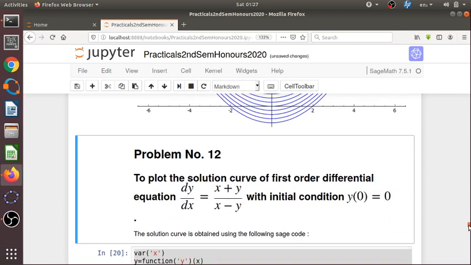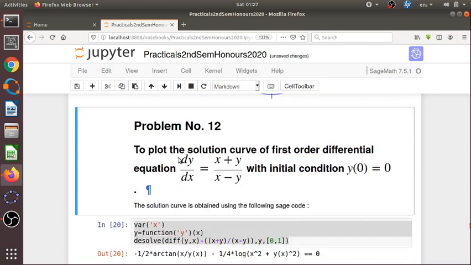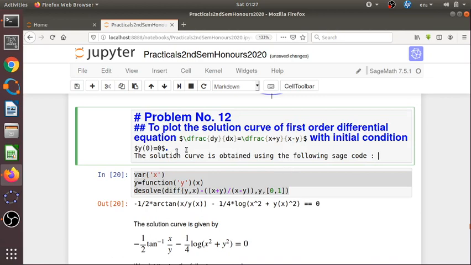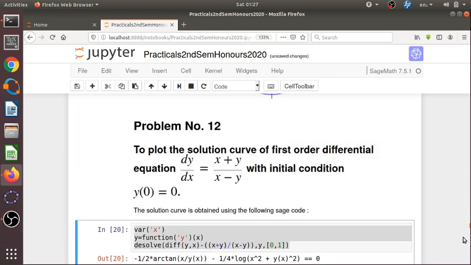Then another problem: to plot the solution curve of the first order differential equation dy/dx equal to (x plus y) by (x minus y) with initial condition y(0) equal to 0. How have I written this? I have written it using this LaTeX command dfrac: slash dfrac dy dx equal to slash dfrac x plus y by x minus y with initial condition y(0) equal to 0.